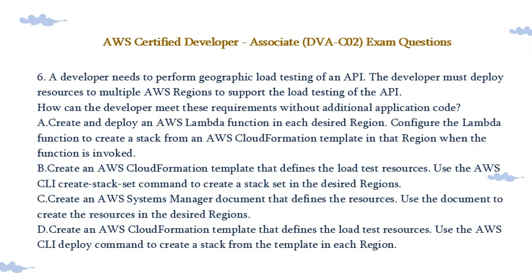A. Create and deploy an AWS Lambda function in each desired region. Configure the Lambda function to create a stack from an AWS CloudFormation template in that region when the function is invoked. B. Create an AWS CloudFormation template that defines the load test resources. Use the AWS CLI create-stack-set command to create a stack set in the desired regions. C. Create an AWS Systems Manager document that defines the resources. Use the document to create the resources in the desired regions. D. Create an AWS CloudFormation template that defines the load test resources. Use the AWS CLI deploy command to create a stack from the template in each region.